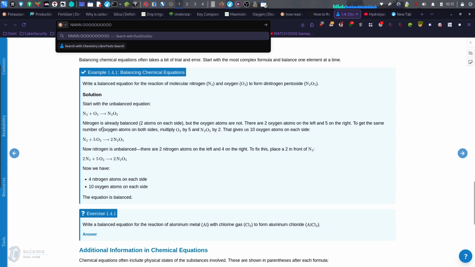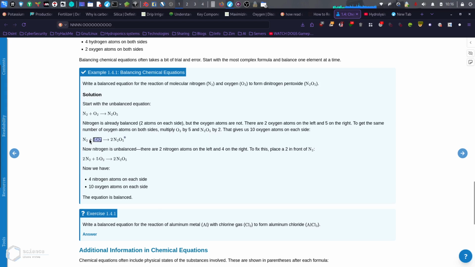10 oxygens. 4 nitrogen and 10 oxygen. Now we have 4 nitrogen atoms on each side, 10 oxygen atoms on each side, balanced in here. 2 nitrogen and 5 oxygen.